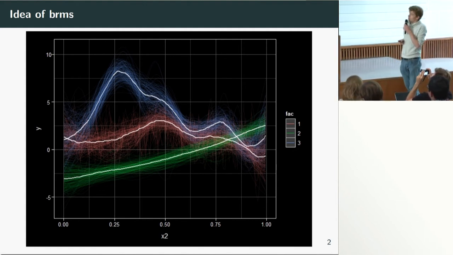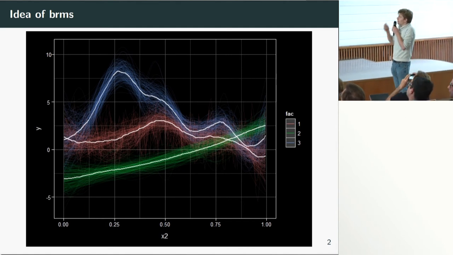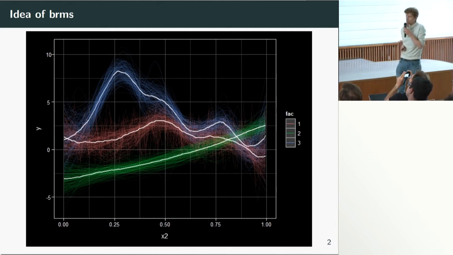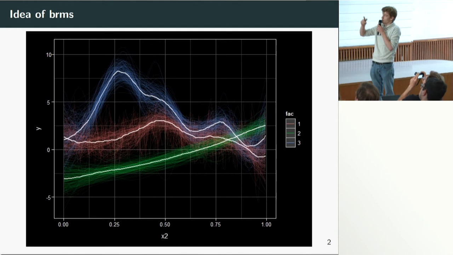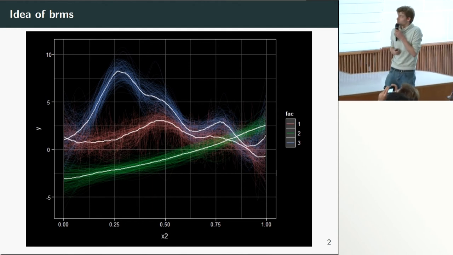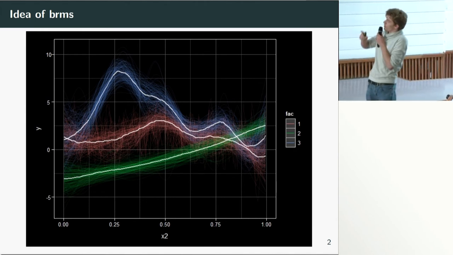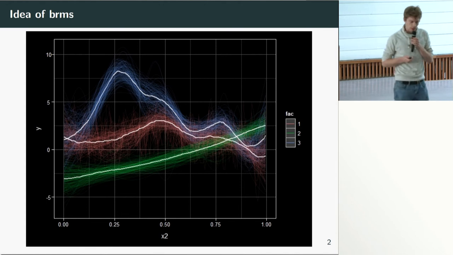This picture is actually not related to my talk, I just like it. So that's a Gaussian process, so different kinds of Gaussian processes for three different groups based on some simulated data. I think we can generate this with like three lines of code. Fit the model and generate that kind of plot. And BRMS also has a dark ggplot theme in case you like that.